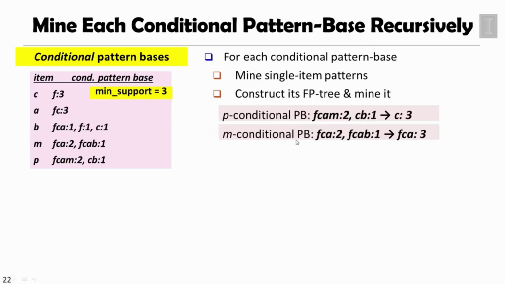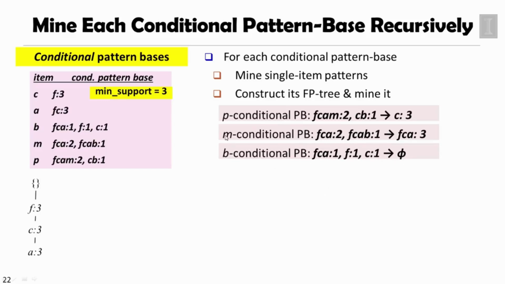But for M's conditional pattern base, you can see FCA really occurs 3 times. The B only occurs once, so you get FCA3. And B's conditional pattern base, you probably can see none of them actually passes the support threshold of 3, so it's empty. Of course, you will get A's and C's pattern bases like F3 and FC3. Actually, for this single branch, you can dump all the possible combinations, whose supports are all 3.